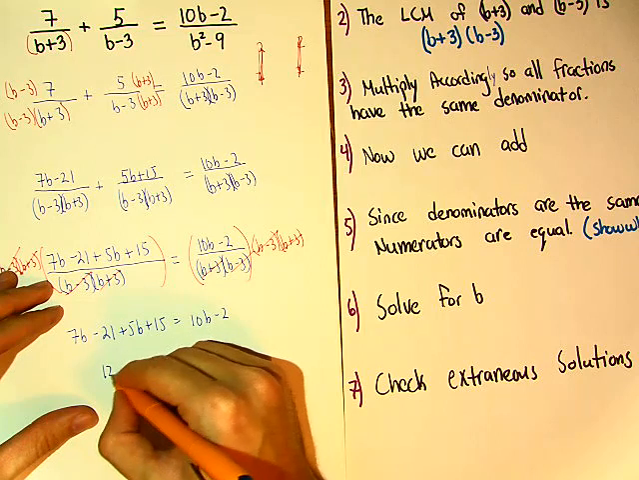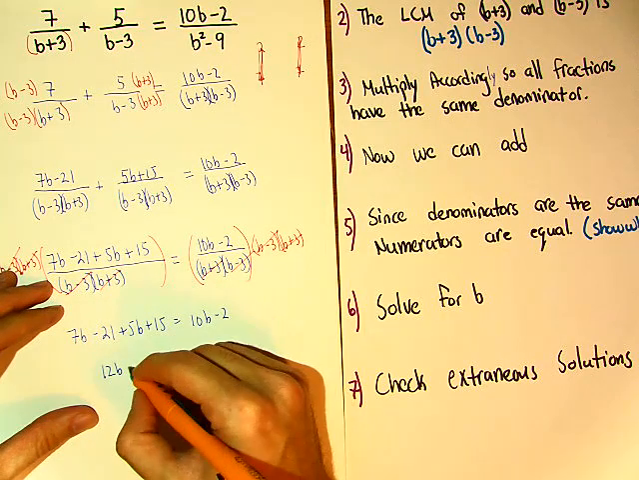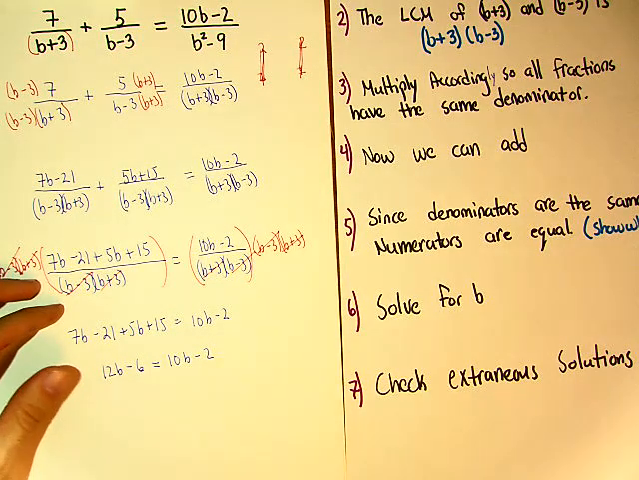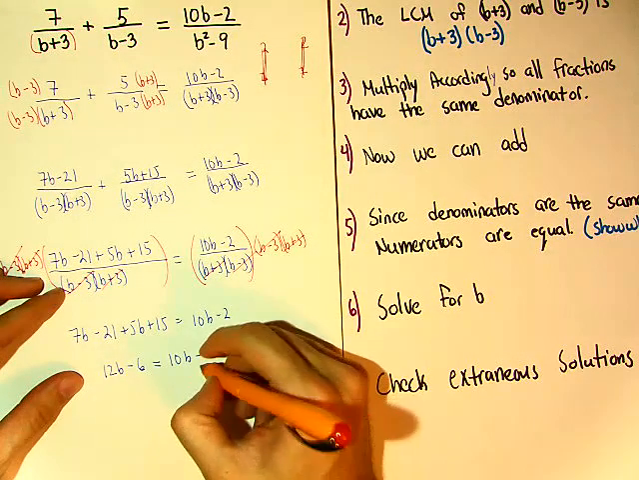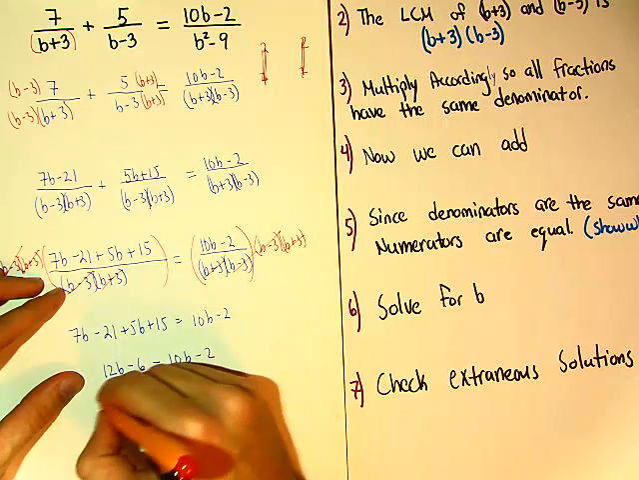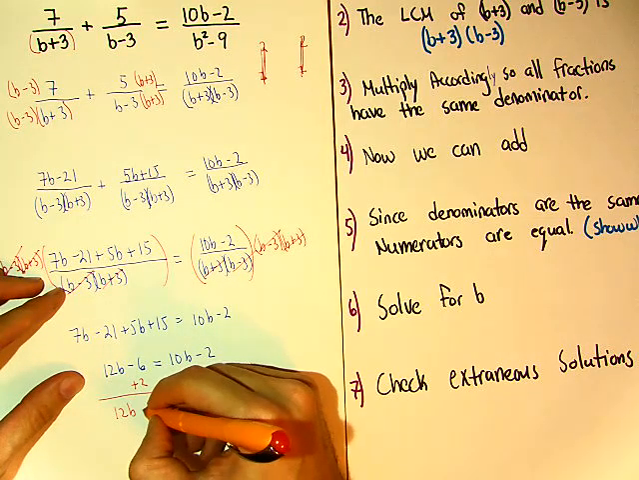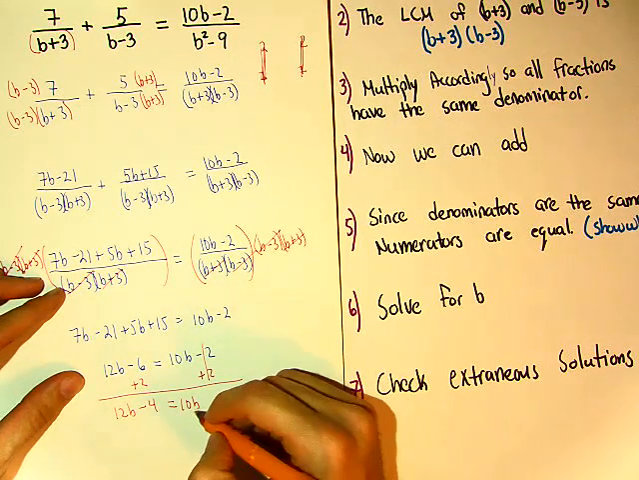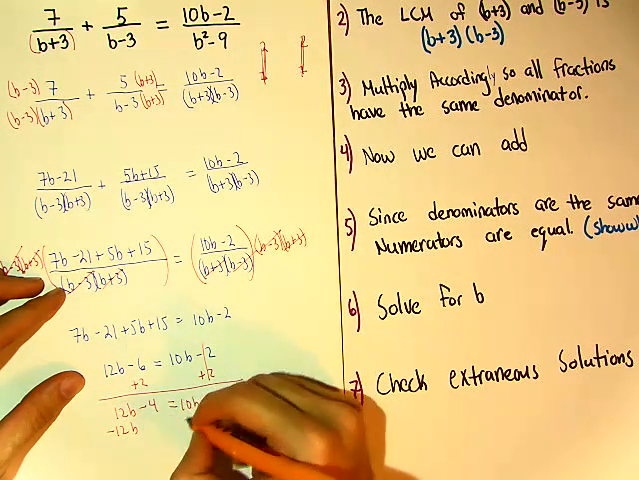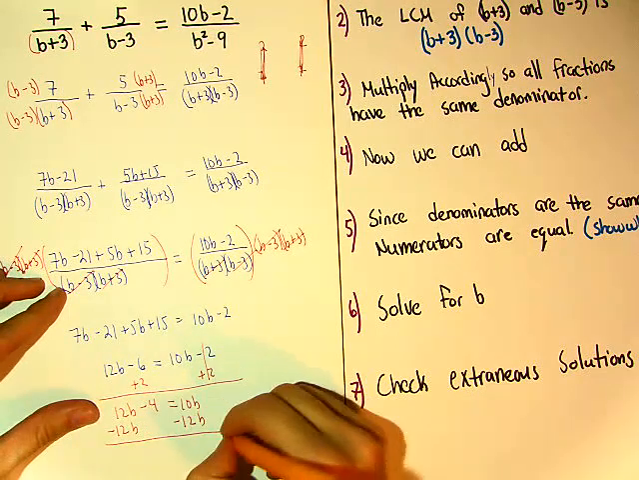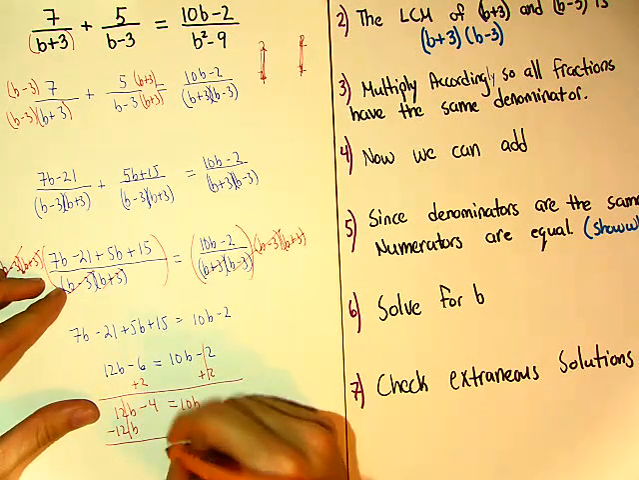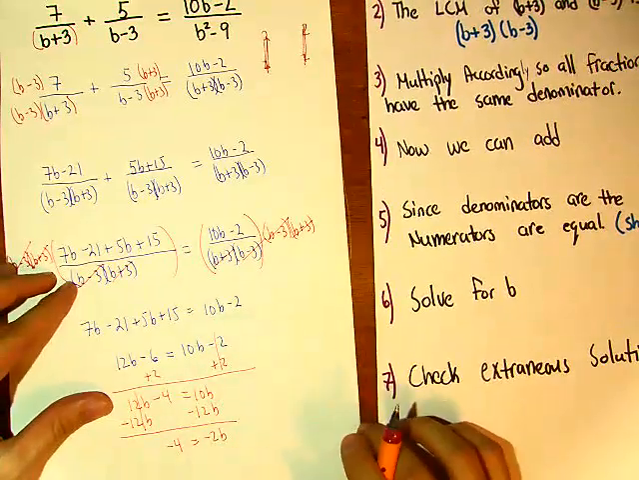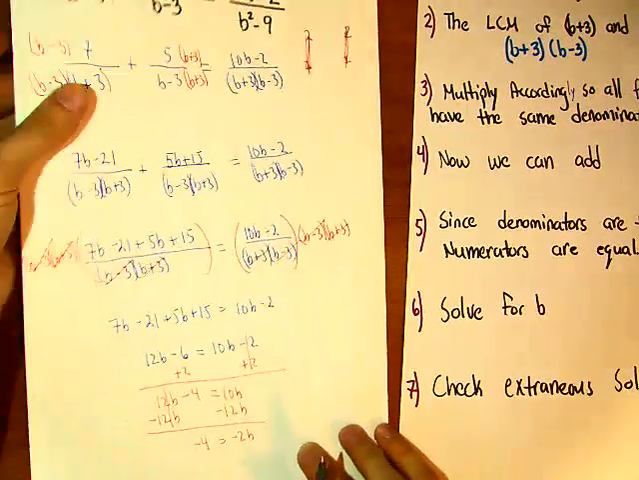So this is 12b minus 21 plus 15, that's minus 6, equals 10b minus 2, right? And then from here, you just solve for b. You could do plus 2, and this becomes 12b minus 4 is equal to 10b. This becomes 0. Now you do minus 12b, and what do you get? This becomes 0. So this is minus 4. This is equal to minus 2b, right?